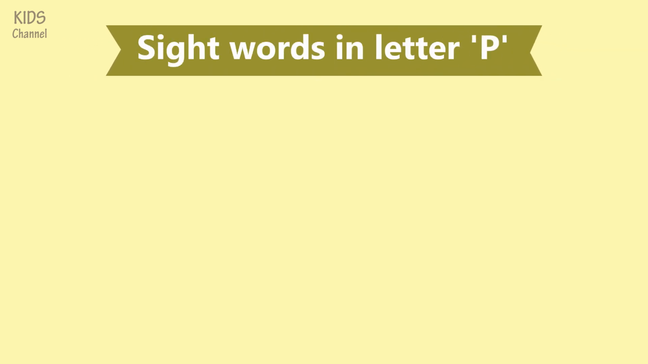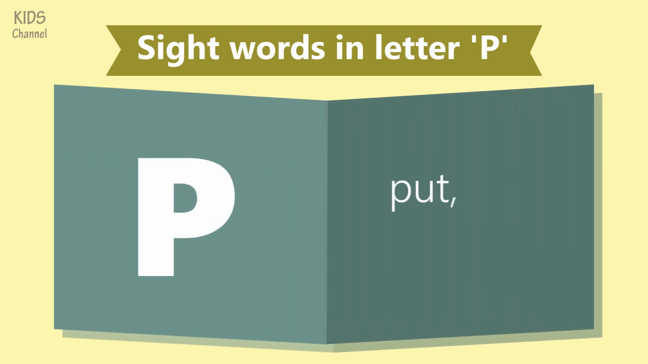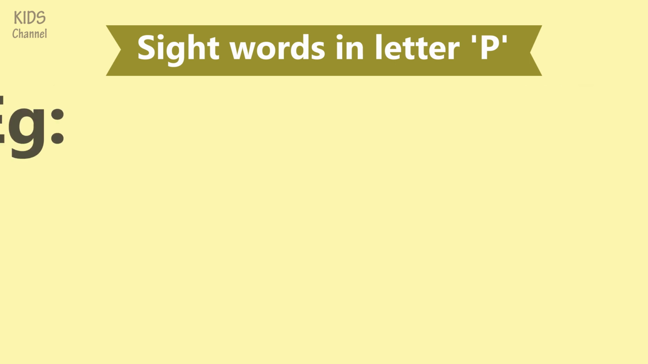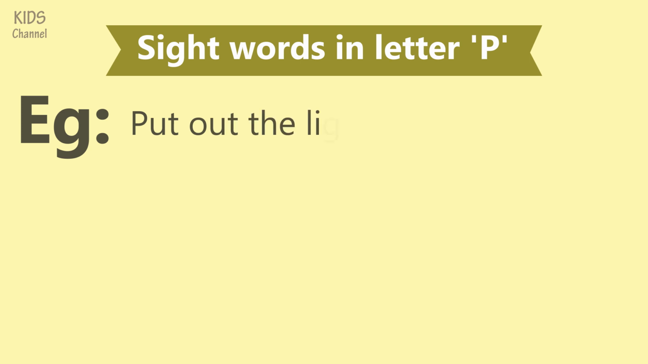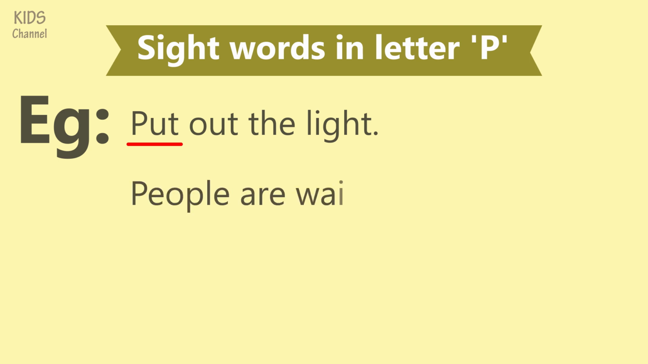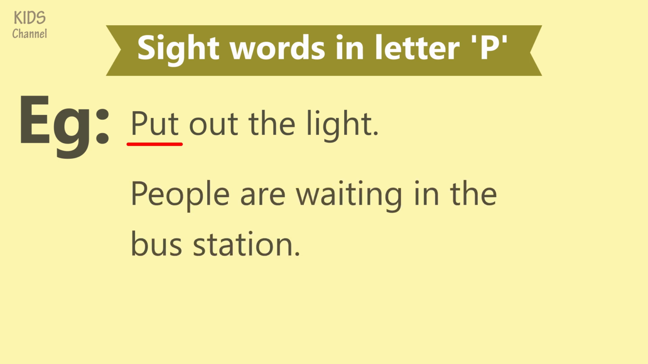Sight word in letter P. Put, people. With few examples, we'll identify the sight word in letter P. Example 1. Put out the light. Here, put is a sight word in letter P. Example 2. People are waiting in the bus station. Here, people is a sight word in letter P. From the above examples, put, people are the sight words that you can identify from the letter P.